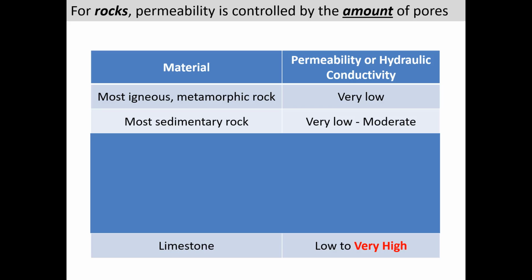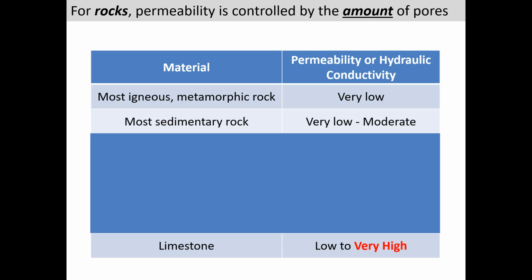Sedimentary rocks tend to be more variable because they have variable degrees of cementation, which means that their permeability or hydraulic conductivity is more variable as well, ranging from very low if they're very tightly cemented to moderate if there's a fair amount of primary porosity.